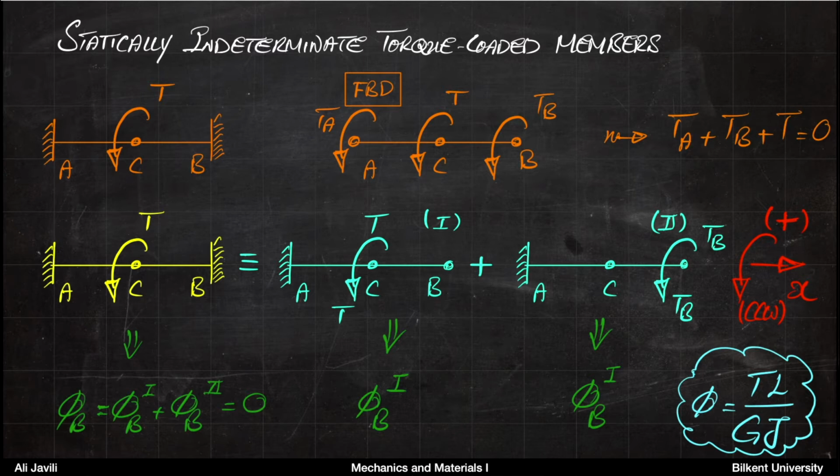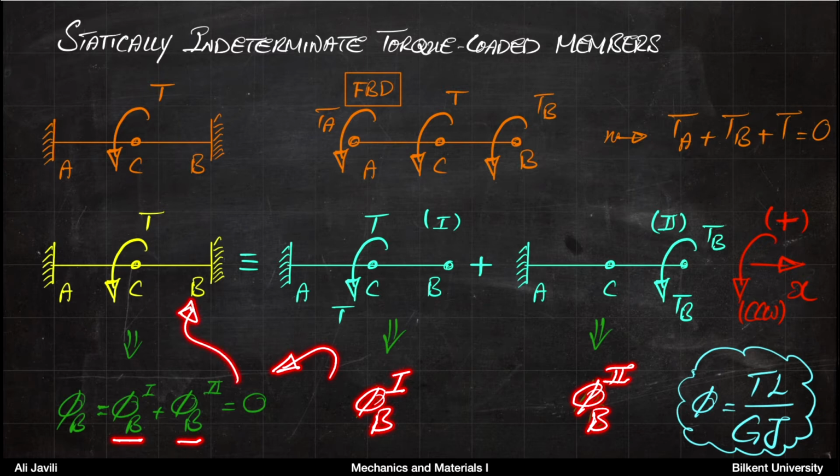And then again, similar to what we had done before, we calculate phi B for system 1, that is the angle of twist for system 1, and phi B for system 2, that is the angle of twist from system 2. And then you know that the sum of these two must be 0. So again, the sum is 0 because we know point B is fixed. So the angle of twist at B is 0 because it is fixed.